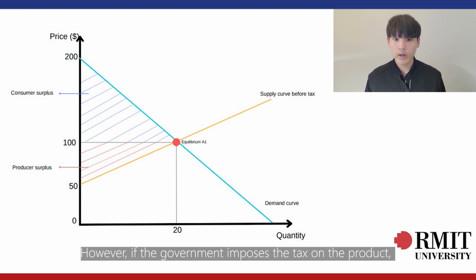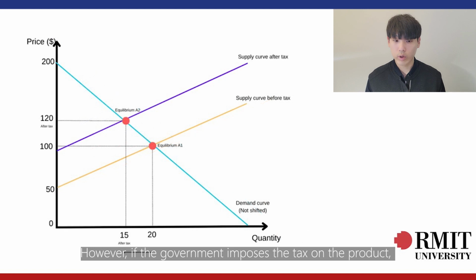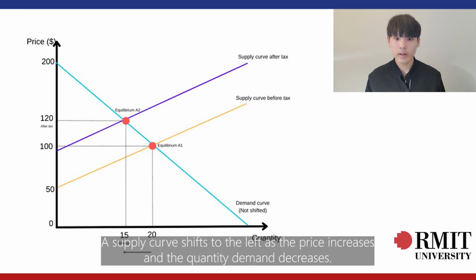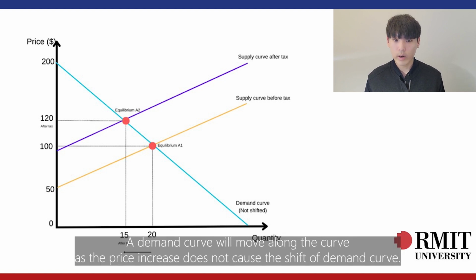However, if the government imposes a tax on the product, the tax leads to a higher price of the product and a fall in quantity demanded. A supply curve shifts to the left as the price increases and the quantity demanded decreases. A demand curve will move along the curve, as the price increase does not cause the demand curve to shift.